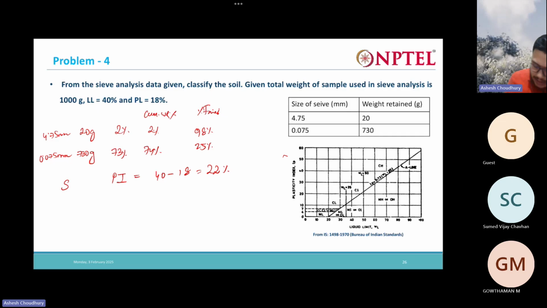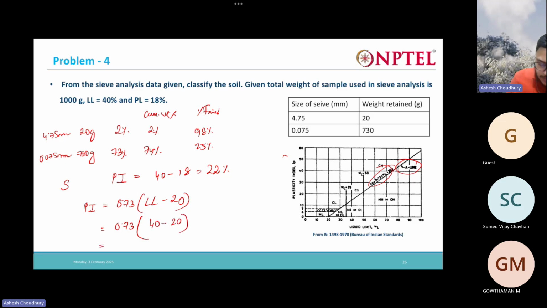Very good. Now, what is the equation of the A line? The equation of the A line is plasticity index equal to 0.73 liquid limit minus 20. A line means this line. It's written here: 0.73 liquid limit minus 20. That means 0.73 times 40 minus 20.